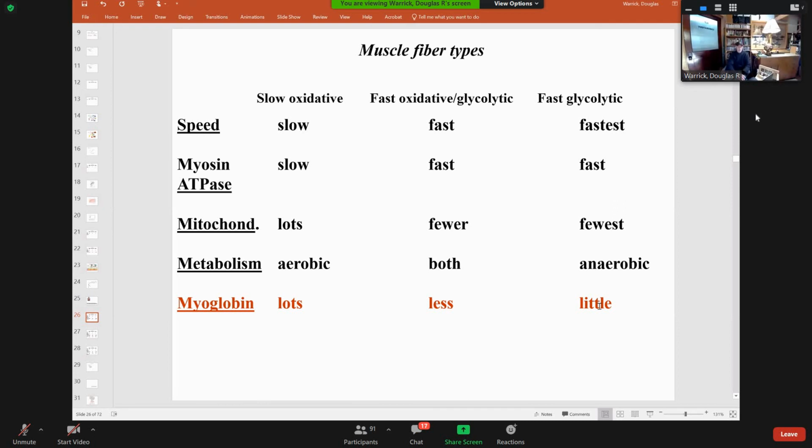So you're looking at turkey legs over here, lots of myoglobin. Turkeys can run pretty much forever. They have lots of myoglobin. They're very aerobic in their hind limbs.